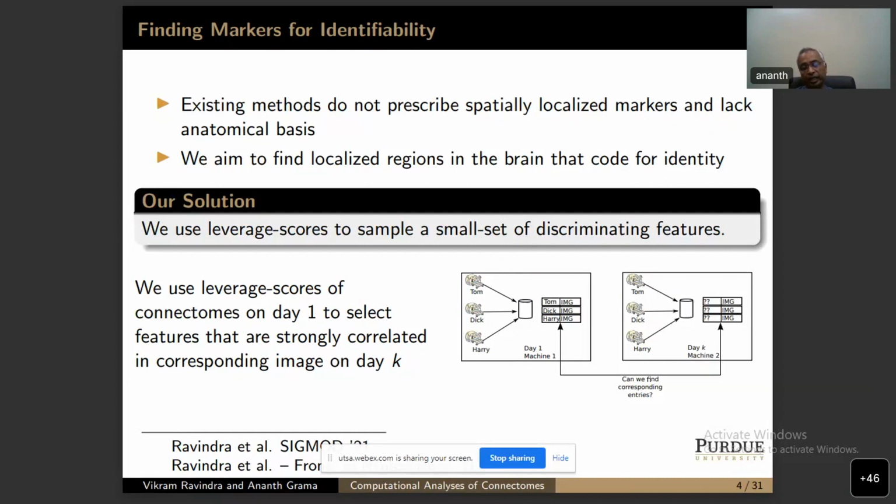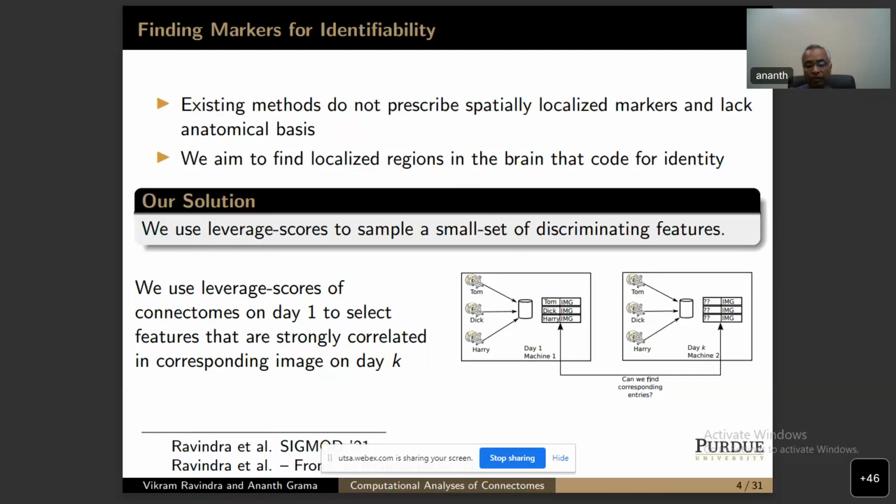And the idea here is actually neat, elegant, and simple. We use what are called leverage scores to sample a very small set of discriminating features. And we show that just using that small set of discriminating features, I can identify people with the same accuracy as any other method, perhaps actually slightly better. Given that the earlier methods were already about 95, 96% accuracy, we show marginally better, 97% accuracy or thereabouts in identifying who you are. So we use leverage scores for connectomes on day 1 to select features that are strongly correlated in corresponding image on day k.